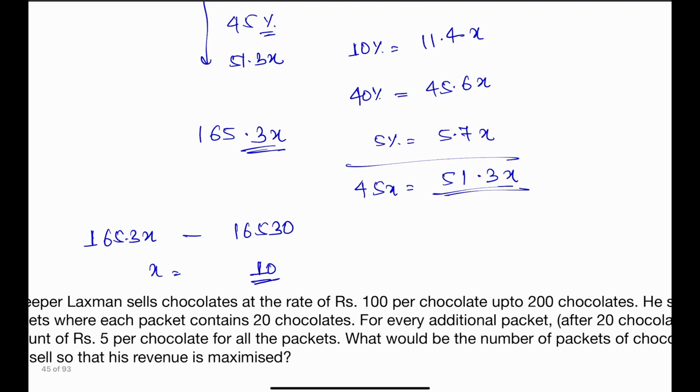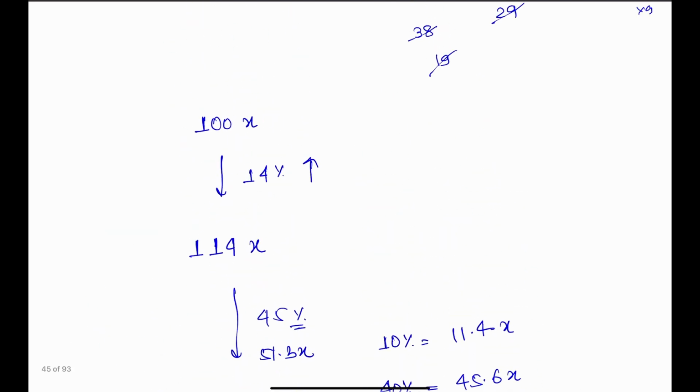Once my x is 10, wait, how come my x is 10? My x will be 100, right? My x will become 100. So I initially started with 100x, so it will be 100 into 100, it will be 10,000. So that's an alternative method.